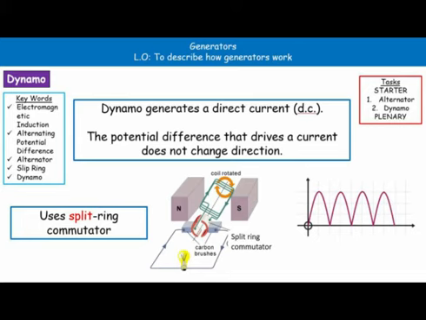And then as it turns, it's always going to remain in the positive region of the graph, as we can see on the right hand side. So dynamos make a direct current, and it's always going to be in the positive direction because the current doesn't change direction. Make sure you've got those points written down, and if you want to do the little sketch of the graph, of course, feel free to do so.